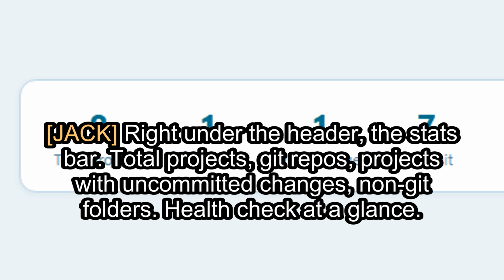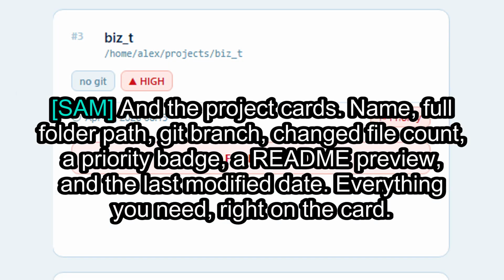Right under the header, the stats bar. Total projects, Git repos, projects with uncommitted changes, non-Git folders. Health check at a glance. And the project cards. Name, full folder path, Git branch, changed file count, a priority badge, a reading preview, and the last modified date. Everything you need right on the card.